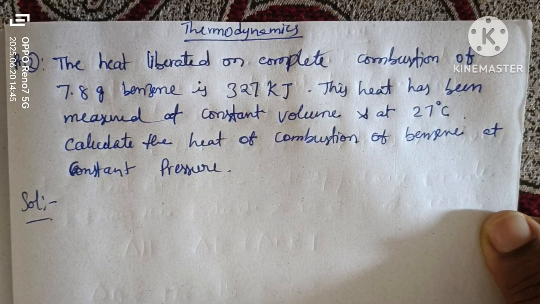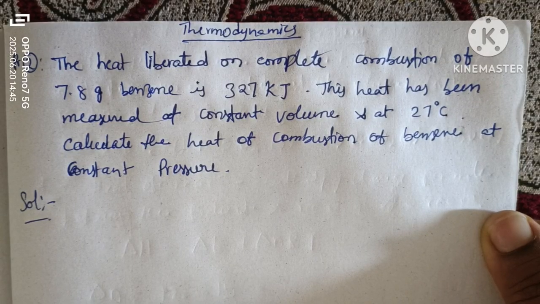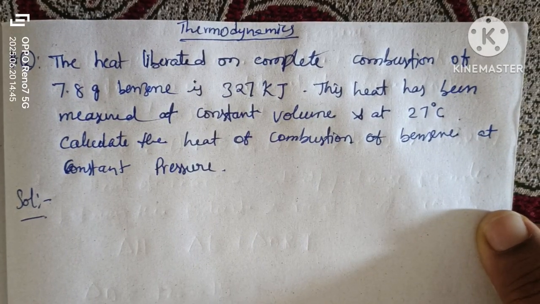Here is the second problem related to thermodynamics. So the question is, the heat liberated on complete combustion of 7.8 grams benzene is 327 kilojoules. This heat has been measured at a constant volume at 27 degrees centigrade, and calculate the heat of combustion of benzene at constant pressure. This is the question. So we have to calculate the heat of combustion of benzene at a constant pressure.